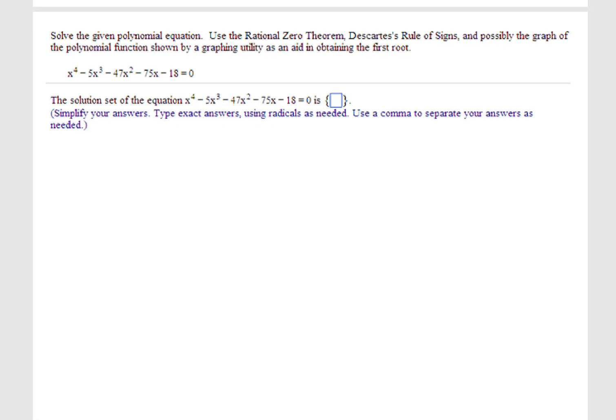Okay, so let's practice finding all of our possible rational zeros. I have negative 18 as my constant, so I'm going to go ahead and write all the factors for that for my numerator.